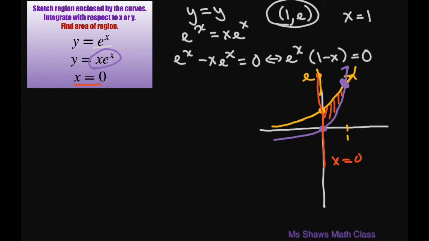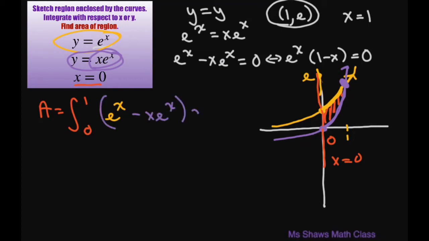All right, now we set up our integral, and we're going to go from 0 to 1, because this is the area we want. So your area equals the integral from 0 to 1. Since we're doing x, the shaded region is bounded above by the yellow curve, which is e to the x power, and below by the lower curve, the purple one, which is this one. So you subtract x e to the power of x, and then you do dx.